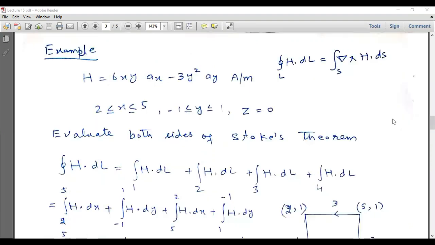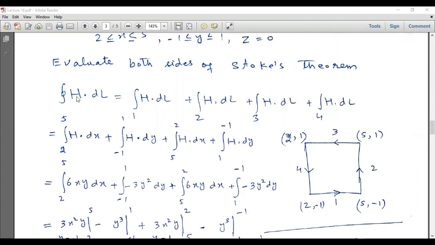We can solve an example to further elaborate the Stokes theorem, and in this example I will apply both sides of the Stokes theorem and compare my answer. In this example, we are given the magnetic field intensity H equal to 6xy ax minus 3y square ay ampere per meter. This is the mathematical form of the Stokes theorem. And we are given this surface: x varies from 2 to 5 and y varies from -1 to 1 in the z = 0 plane. We can evaluate both sides of Stokes theorem.